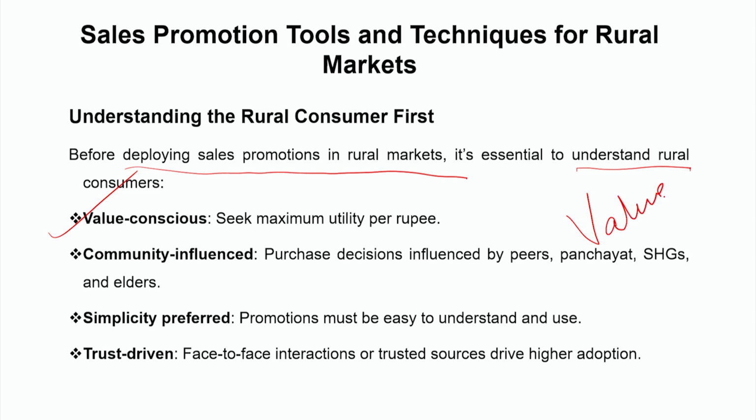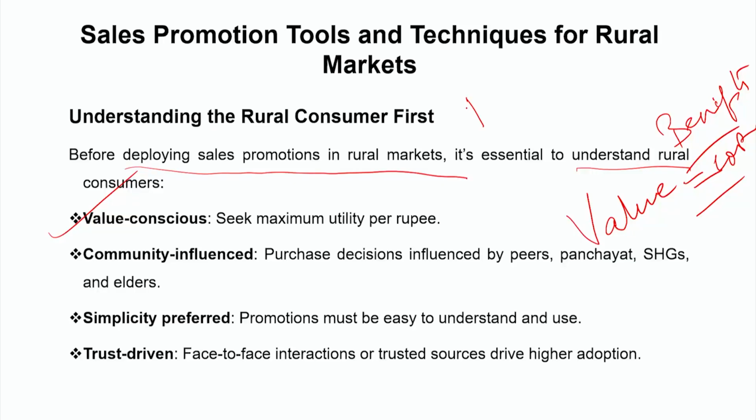So you can understand that value for rural consumers is the benefit minus the cost. Somewhere you will also find value is equal to benefits upon the cost. What does this mean? The value that they are going to derive is based upon the benefit they are going to draw, and the benefit will be based upon the cost they are going to pay. This benefit can be seen in two manners. One, the functional benefit. The other could be emotional benefit.